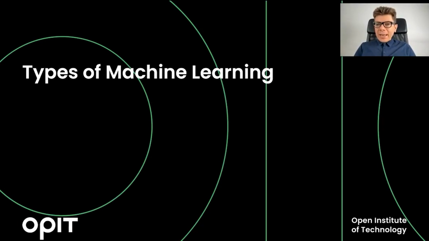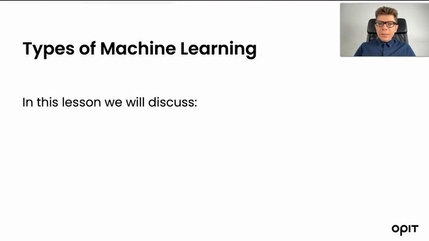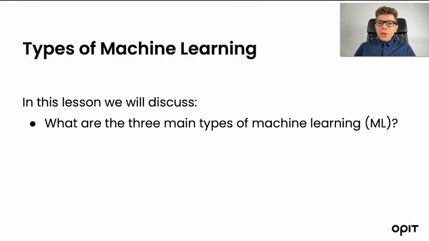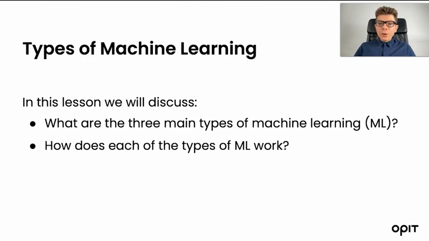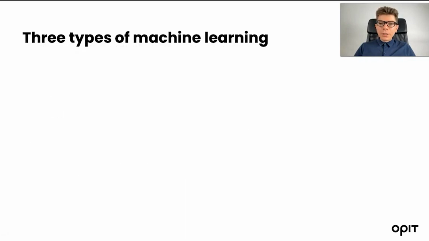Thus far, we have discussed different definitions of AI and machine learning and also covered some of the history of AI research. Now, we need to discuss the following questions. What are the three main types of machine learning? How does each of the types of machine learning work? And what is deep learning? And what is its relationship to machine learning in general? So let's start with the three types of machine learning.